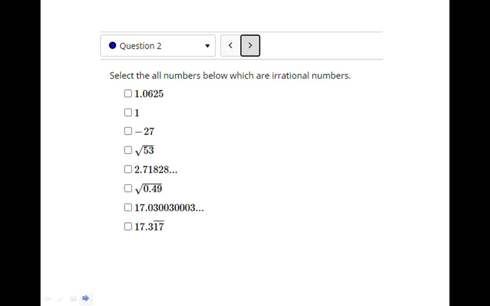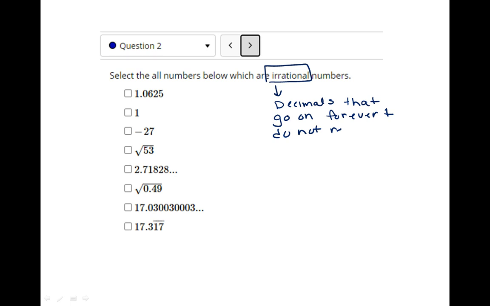Select all the numbers below which are irrational. Okay? So we're looking for those numbers, decimals, that go on forever and do not repeat. Okay? This one cuts off, so it's rational.